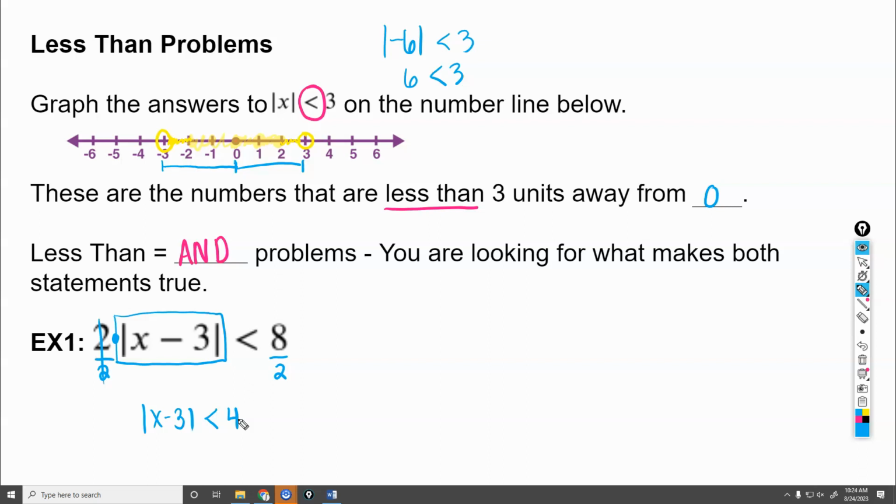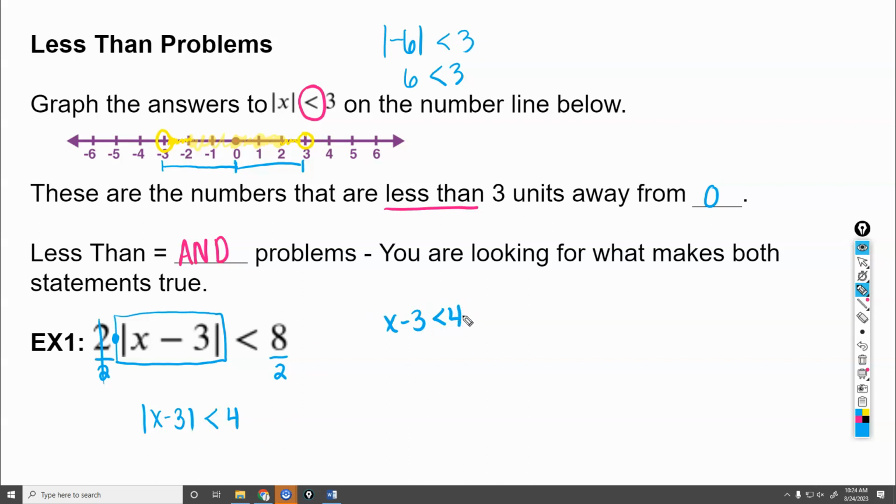Okay, so here's what you will do. Just like with our equations, we have to do a 4 and a -4 here. But there's going to be a trick to the second one. Okay? So the first equation we're going to write, we just drop the bars basically. X minus 3 is less than 4. Nothing changes. We just don't write the bars.